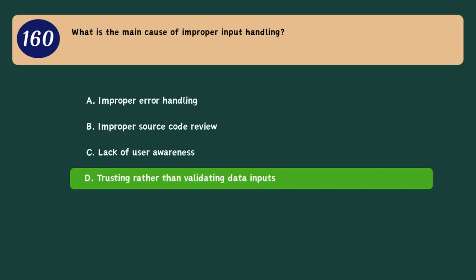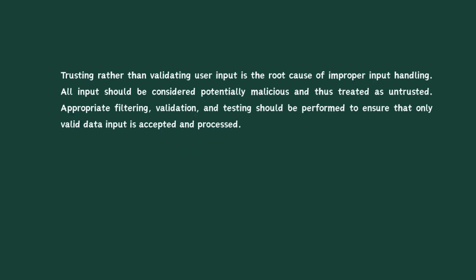Correct answer. D. Trusting rather than validating data inputs. Trusting rather than validating user input is the root cause of improper input handling. All input should be considered potentially malicious and thus treated as untrusted. Appropriate filtering, validation, and testing should be performed to ensure that only valid data input is accepted and processed.